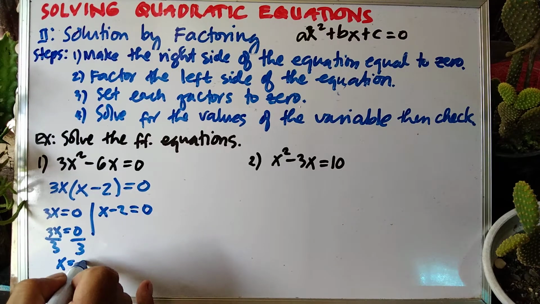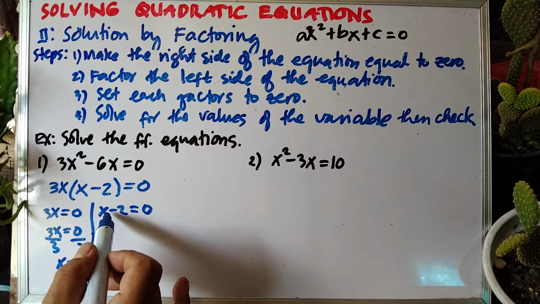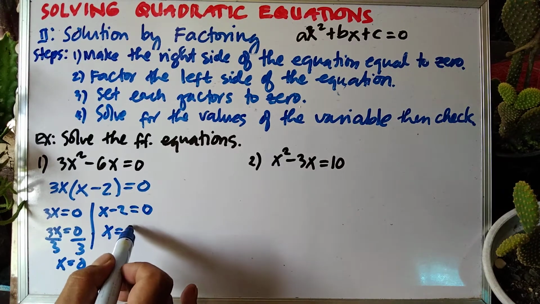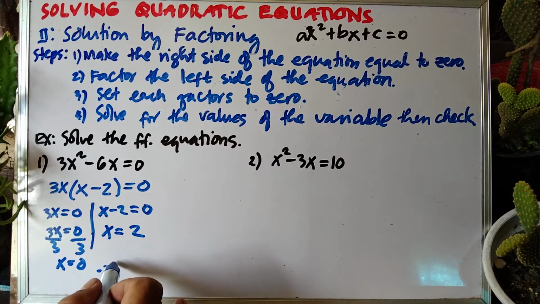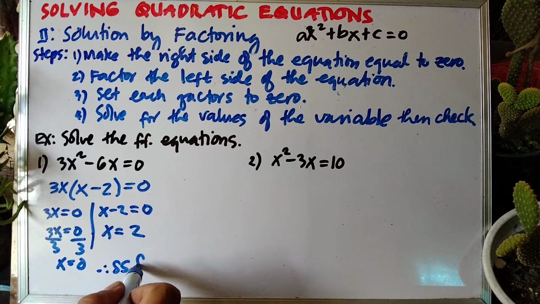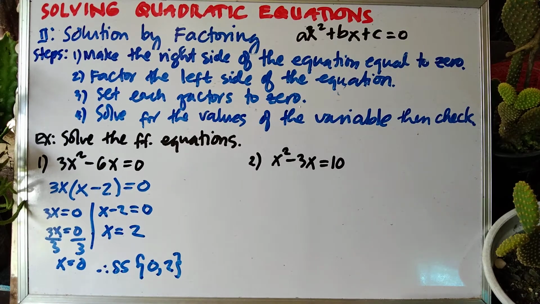0 divided by 3 is 0, right? Then, how about this? You need to simply transpose negative 2 to the right side. So, x is equal to 2. So therefore, the solution set is the set that contains 0 and 2. That's it. Simple as that, no? If you have a wide background about factoring polynomials.